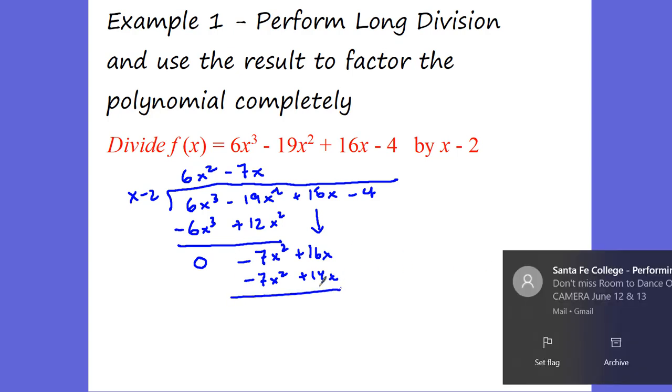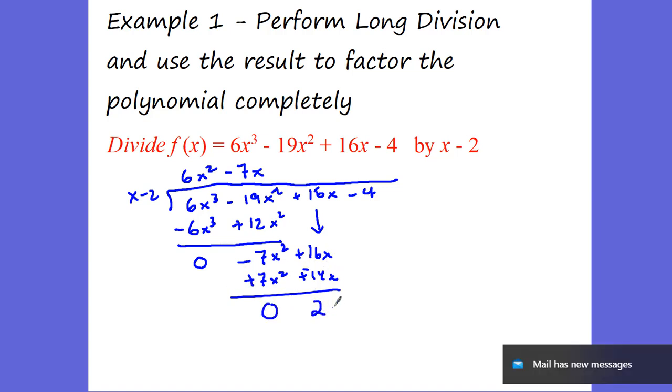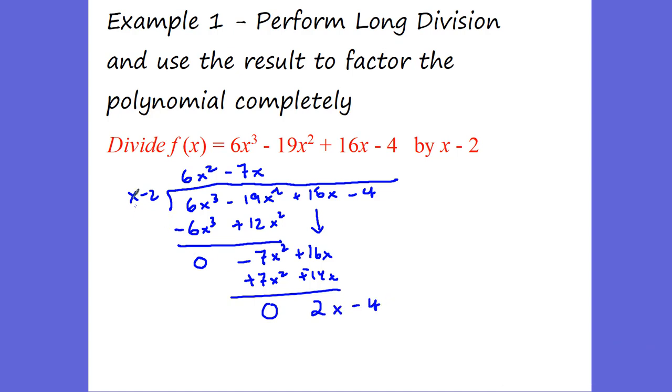And I'm going to subtract everything here. When I subtract everything, it changes all my signs. This becomes 0. This becomes 2x - 4. And then we go back. We brought that -4 down. How many times does x go into 2x? It goes 2 times, which means now I distribute. 2 times x is 2x, 2 times -2 is -4. Everything changes signs and everything cancels out, which means this was one of my factors. So what I am left with is 6x^2 - 7x + 2.